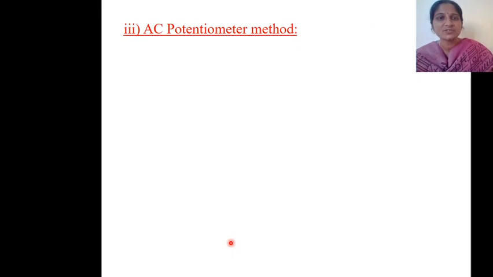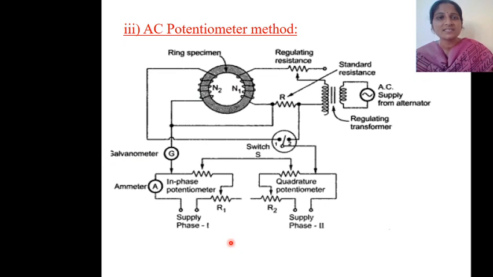Next, AC potentiometer method. In this potentiometer method, as the name says, you need to use potentiometers. Here you are using two potentiometers: the in-phase potentiometer and the quadrature potentiometer. This we have already discussed earlier. The in-phase potentiometer measures the in-phase component, whereas the quadrature potentiometer measures the quadrature component.